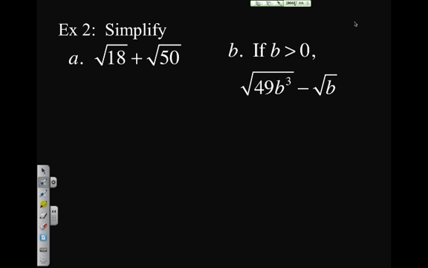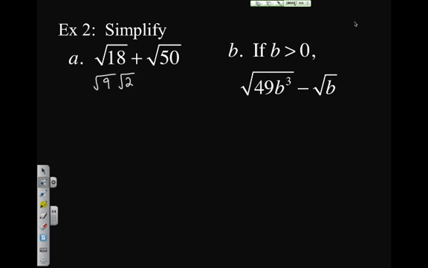With example 2 here, we want to simplify. In order to add radicals like this, you've got the square root of 18 plus the square root of 50. We have to simplify this and break them up so that we have what are called like radicals. So again, we want to break this up into perfect squares. And our perfect squares, we want to think about that. In this case, 9 is a perfect square, and it divides into 18 twice. So we can break 18 up like that.